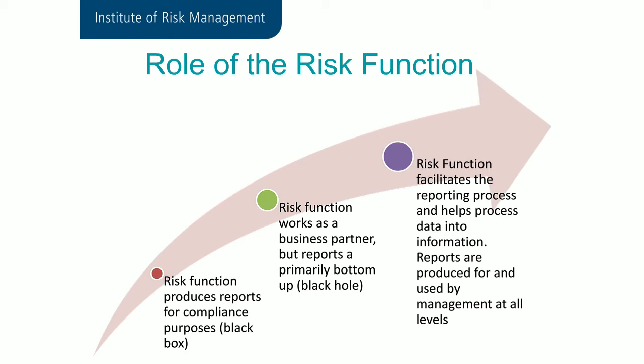Secondly, of course, and many, I think, organisations are at this level of maturity, we have the risk function working as a business partner. So the risk function is working with the business and helping the business to assess and monitor and control risk. But reports still flow upwards. So the business may be providing the information to the risk function, but that information is processed by the risk function, used for oversight purposes, used for internal control purposes, and then reports are produced to senior management and the board. And those reports are often, of course, again, produced by the risk function.